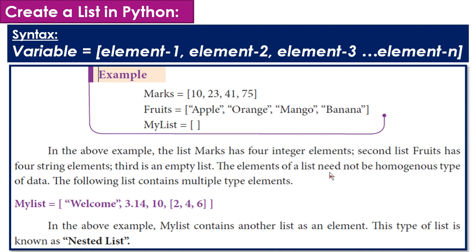The elements of a list need not be of homogeneous type. It is not necessary for them to be the same type. The following list contains multiple type elements. This list contains string type, floating point type and integer type, followed by one single list. A single list can be an element of a list. In the above example, my list contains another list as an element. Here my list contains another list of elements 2, 4, 6. This type of list is called a nested list.